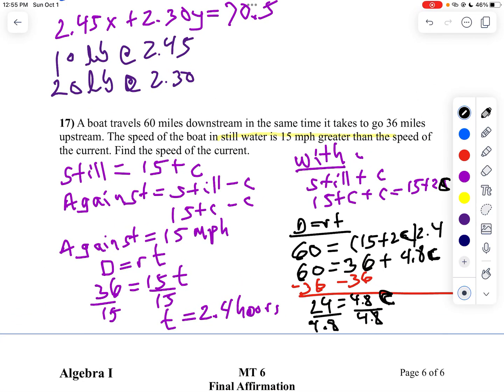And since we are doing an application problem, don't forget the units. 5 miles per hour would be your speed of the current. That's, I think, the most challenging problem we have on the practice test. I don't think you have one quite as complicated on the real test, but if you do, we've just gone over one like it. So remember, sometimes it's easy to use substitution.